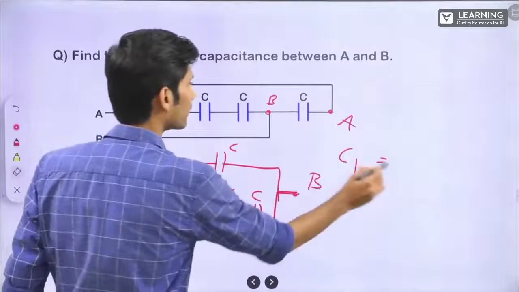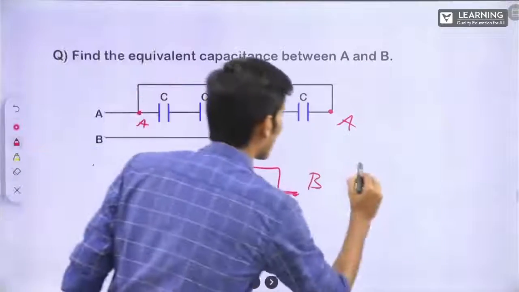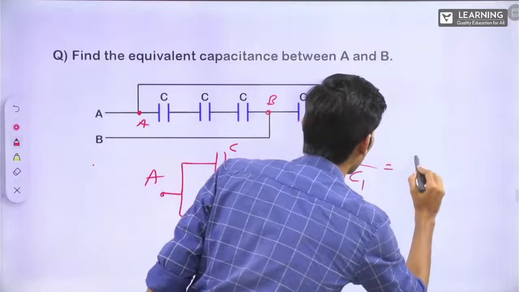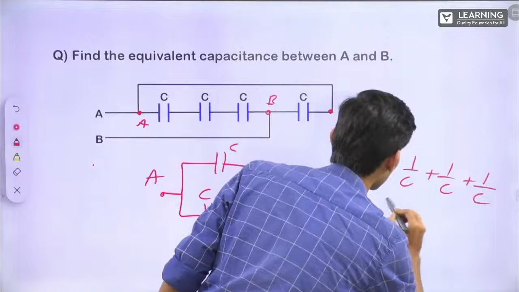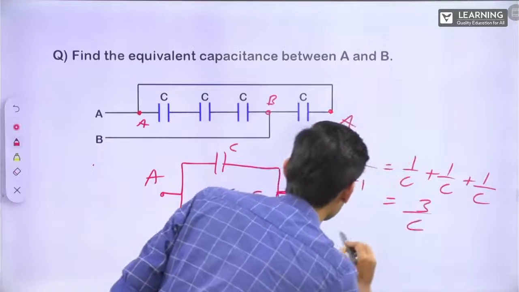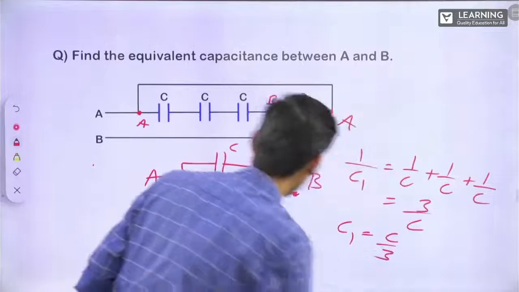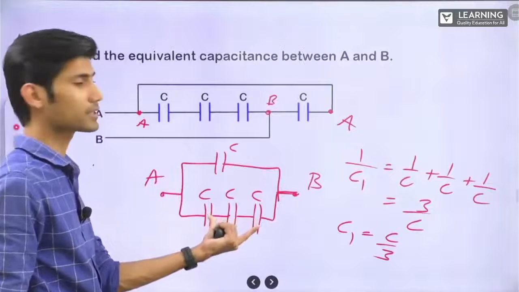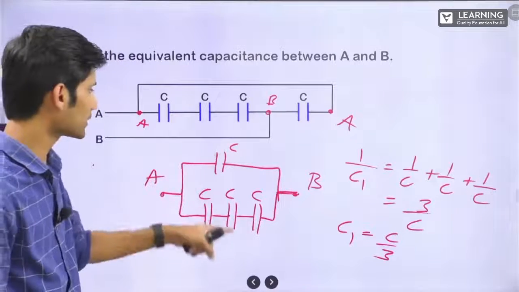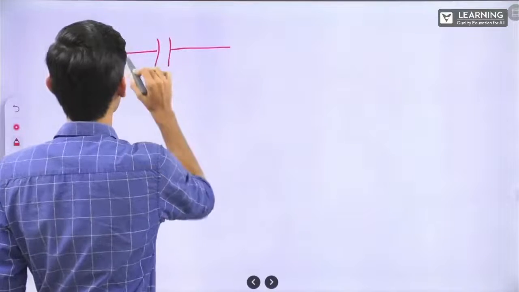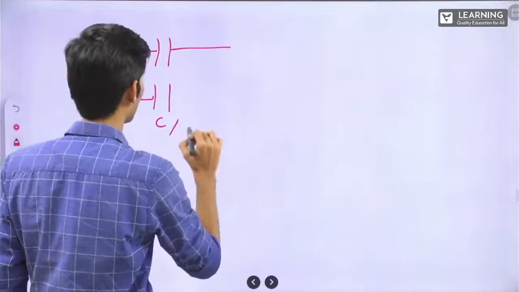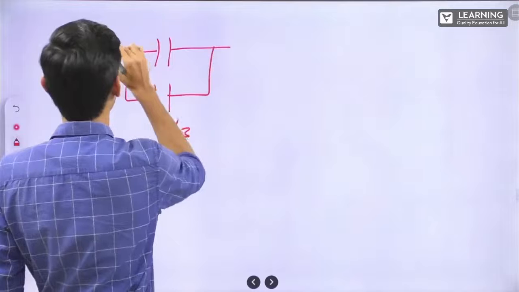So 1 by C1 will be equal to 1 by C plus 1 by C plus 1 by C, that is equal to 3 by C. So C1 is equal to C by 3, right? Here the resultant of all the 3 is C by 3. This is C by 3. So this is basically C by 3, correct? A and B.